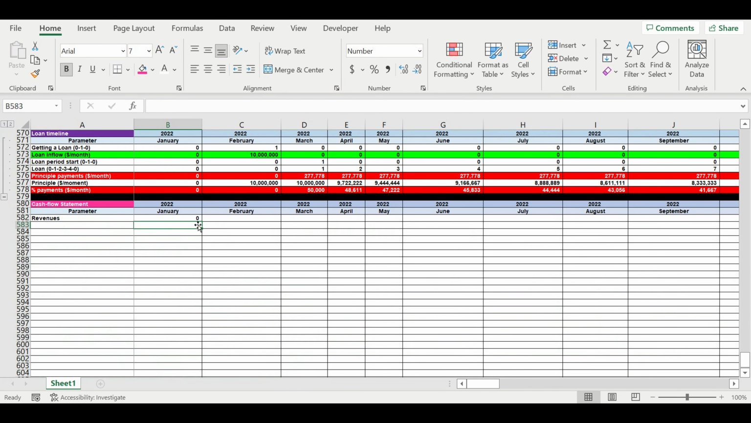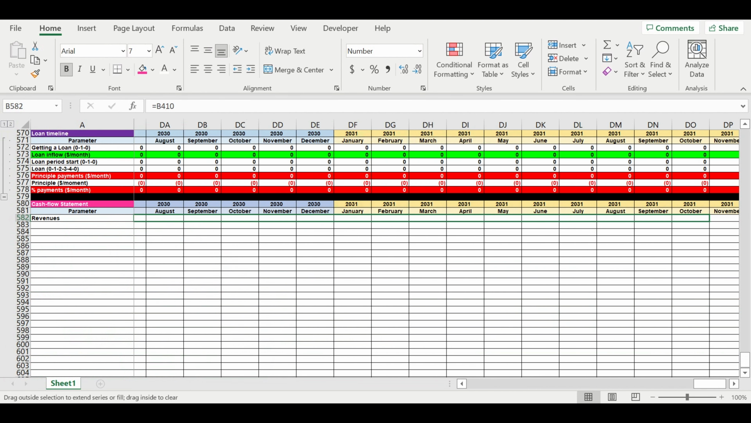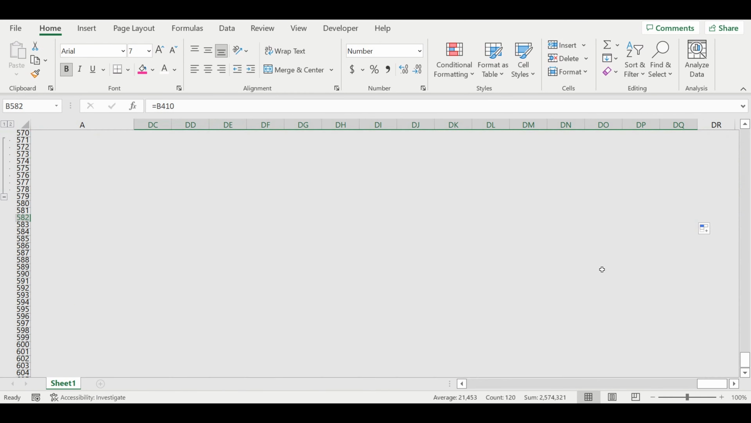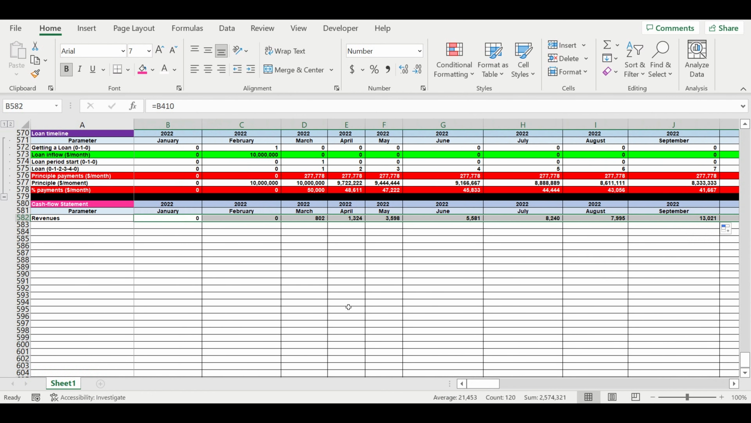You are not putting data here manually. There are no inputs here except maybe your own funds that you are investing, that you are putting from your pocket into your business idea. But even financing can also be automated. So, revenues.